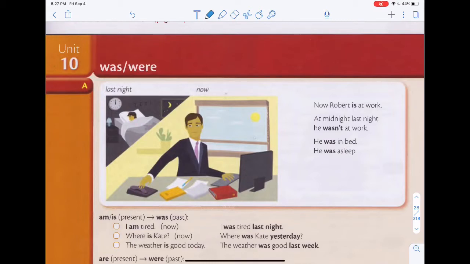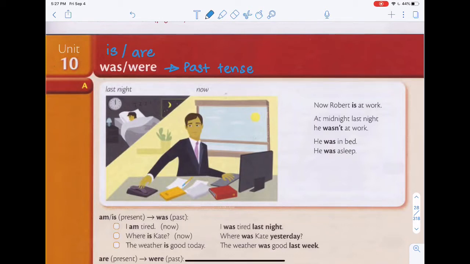So was and were, these are what you would call past tense. So past tense means things that happened in the past. That means it has happened already, maybe 5 minutes ago, 2 seconds ago, 10 years ago. Anything that has already happened is in the past, and we will use past tense. So was and were are essentially, you could think of them as the sister or brother of is and are.